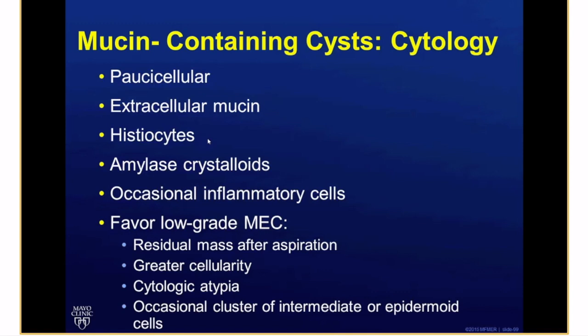Now, the features that are going to favor a low-grade mucoepidermoid carcinoma are that whenever you aspirate the lesion and the lesion doesn't completely regress and you still have a residual mass, if you start to see higher cellularity and some cytologic atypia, with clusters of intermediate to epidermoid cells, then you should be worried you might be dealing with a low-grade mucoep.